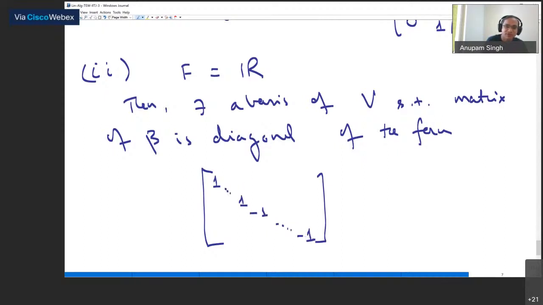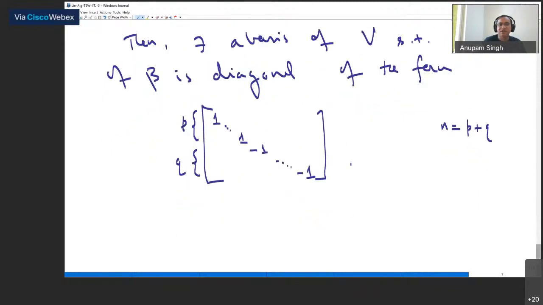Okay. So suppose there are p many 1s and there are q many -1s. Then I have n equal to p plus q. Okay. So you see that not everything is identity here. I cannot convert everything to identities. So there are now more than one equivalence classes, congruence classes for symmetric bilinear form over the reals. Okay, so there are more than one here.